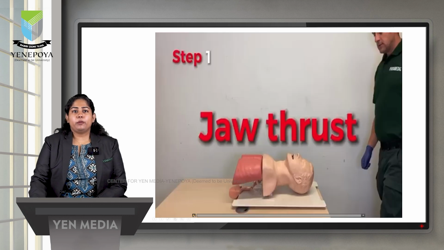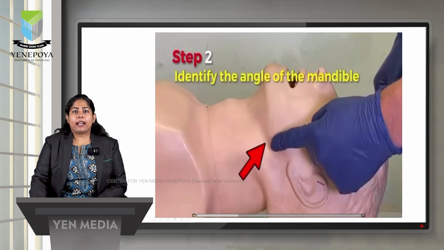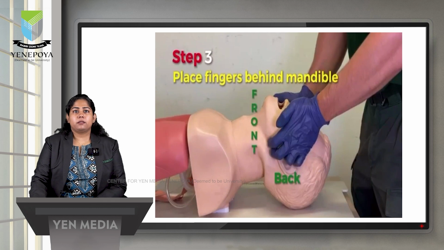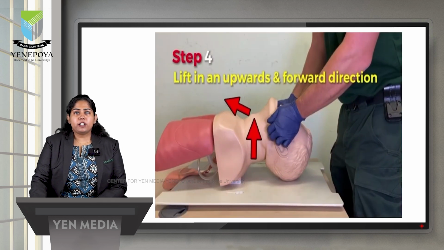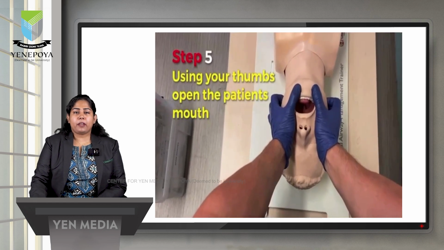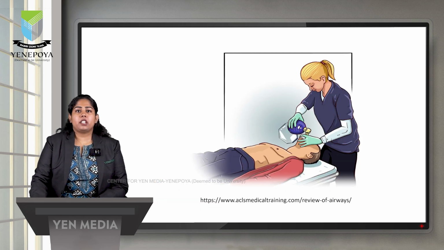In this video, it will be demonstrated how to do a jaw thrust maneuver. Before handling the patient, appropriate PPE should be worn. Identify the angle of the mandible. Place the fingers behind the mandible. Lift in an upwards and forward direction. Use your thumbs to open the patient's mouth. So this is how a jaw thrust maneuver is being performed. This is how we can ventilate the patient using the jaw thrust maneuver with one hand technique.